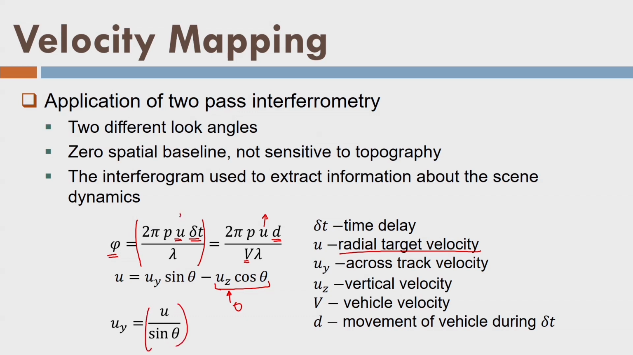Here I find out u from this equation, and by putting the value of u here, I can find out the velocity of the terrain point in the y direction, or in the across-track direction. So that is the application called velocity mapping.